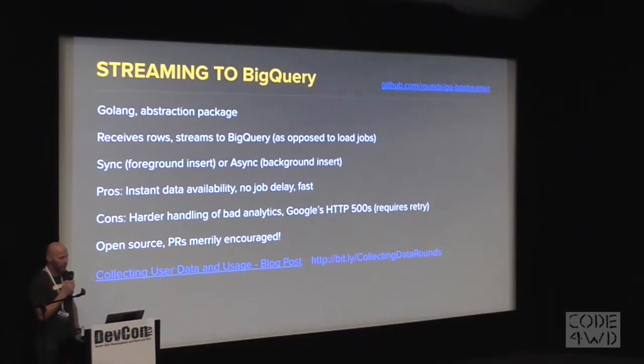There are some cons to that. Error handling is hard, especially if you are doing async. And we're getting some server errors from BigQuery from time to time, but lately things got much better. This package is open source. We would love to get some PRs. Also, you can see at the top right the link to the open source project, and below a blog post that we wrote about how we use this package and some of the design guidelines that we have.